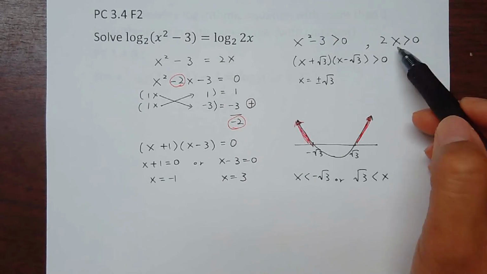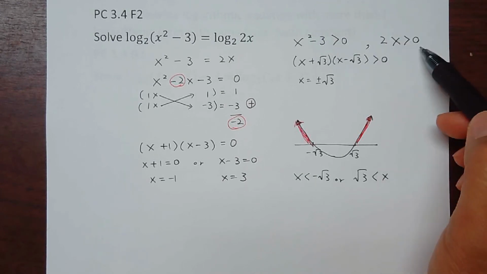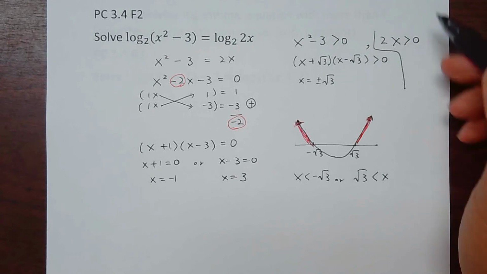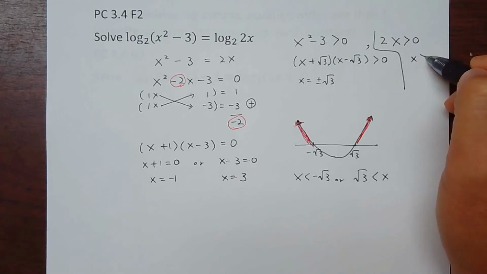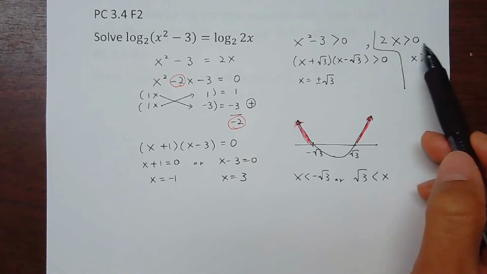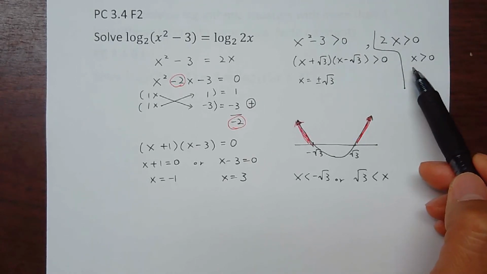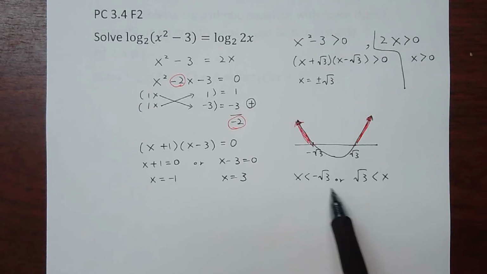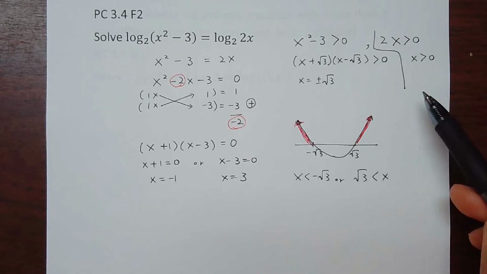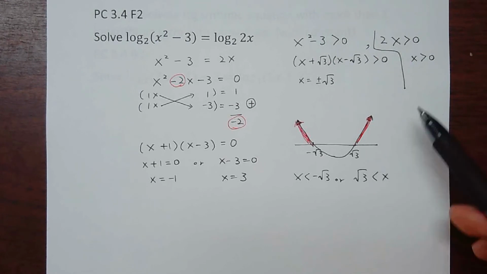So we still have this expression 2x is greater than 0. Divide by 2 on both sides, x is greater than 0. Okay, this has to be satisfied, and this has to be satisfied. So these two relationships have to be AND. It has to be an intersection.